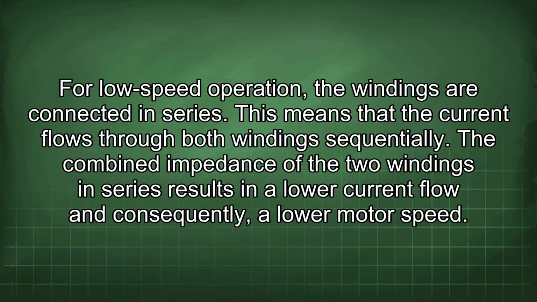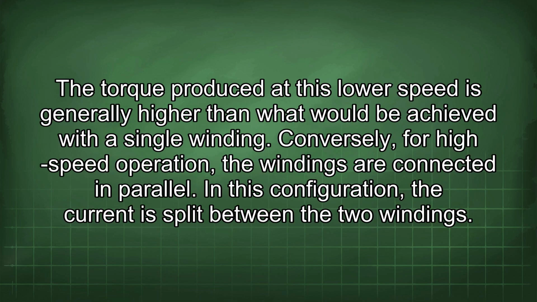For low-speed operation, the windings are connected in series. This means that the current flows through both windings sequentially. The combined impedance of the two windings in series results in a low current flow and consequently a lower motor speed. The torque produced at this lower speed is generally higher than what would be achieved with a single winding.